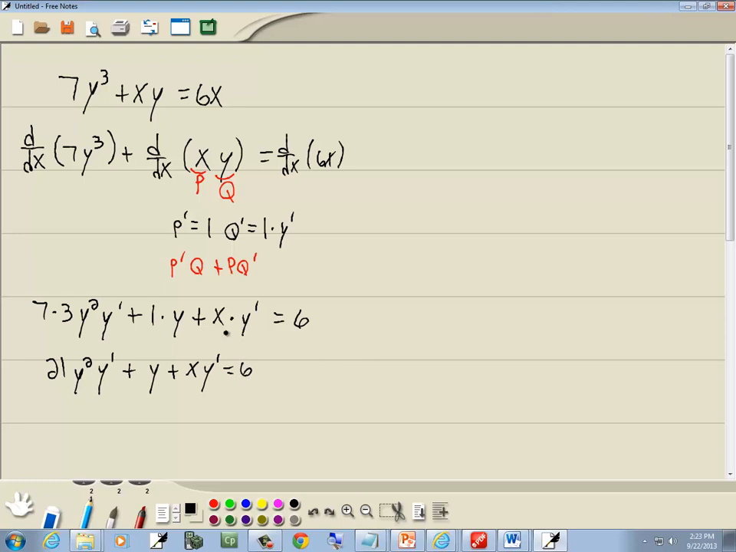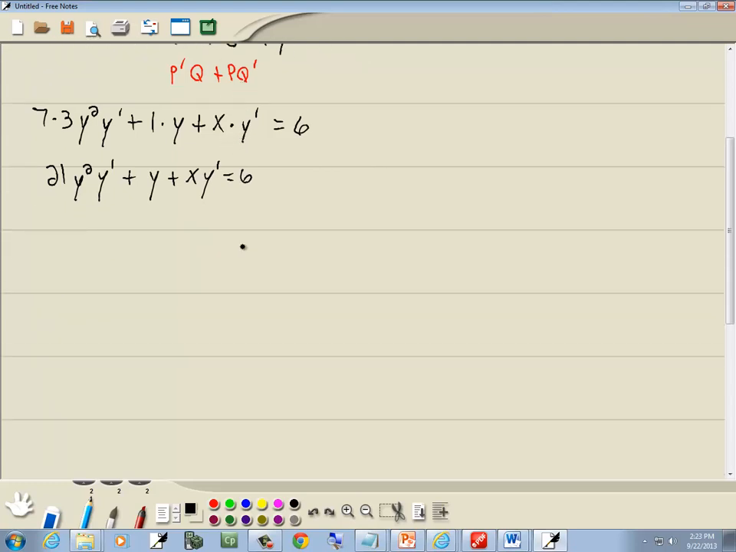Now we want to get y prime by itself. So our first step is to get rid of parentheses. Don't have any. Second step is to get rid of fractions. Don't have any. Third step is to get everything with y prime on one side, everything else on the other side. So I'm going to take this y and move it over to the right side. So we'll have 21y squared y prime plus x y prime is equal to 6 minus y.